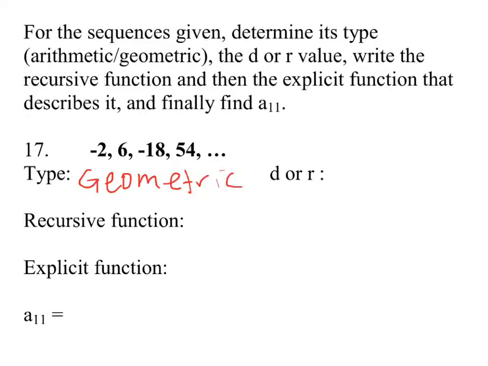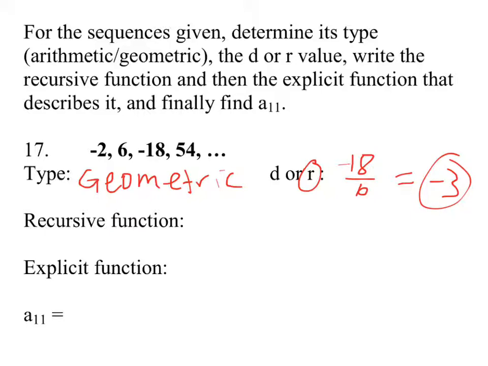And the common ratio, this one is a common ratio because it's geometric. And if you ever want to figure out what that is, you just take any term and divide by the previous one, and it'll give it to you. And it's also the number you multiply by every time.